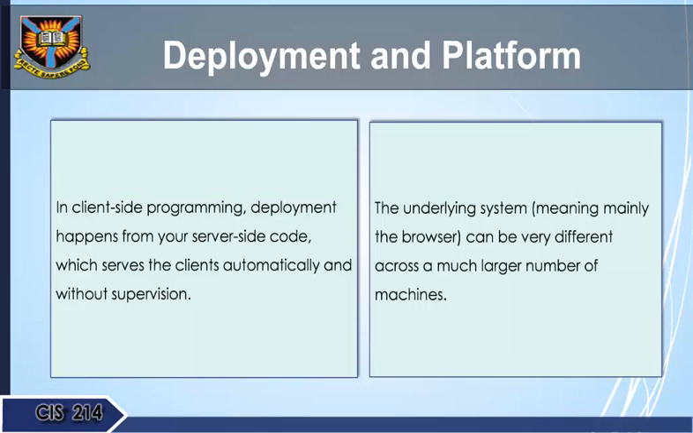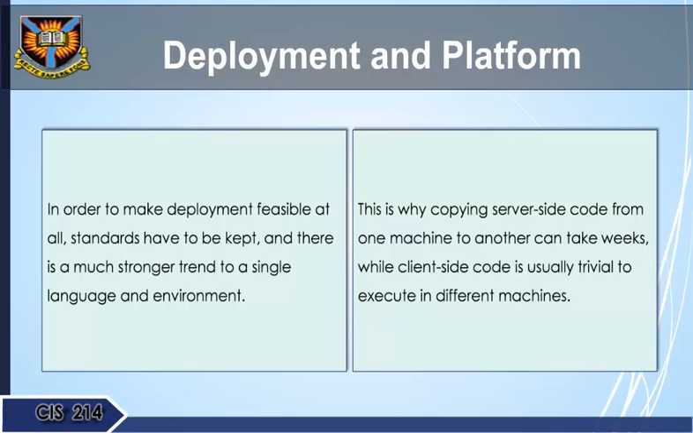In client-side programming, deployment happens from your server-side code, which serves the client automatically and without supervision. The underlying system, meaning mainly the browser, can be very different across a much larger number of machines. In order to make deployment feasible at all, standards have to be kept, and there is a much stronger trend to a single language environment. This is why copying server-side code from one machine to another can take weeks, while client-side code is usually trivial to execute in different machines.